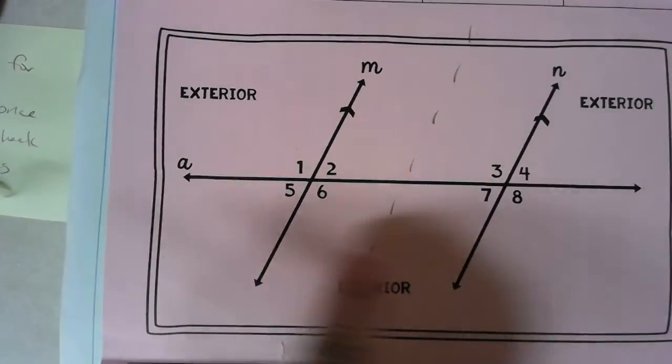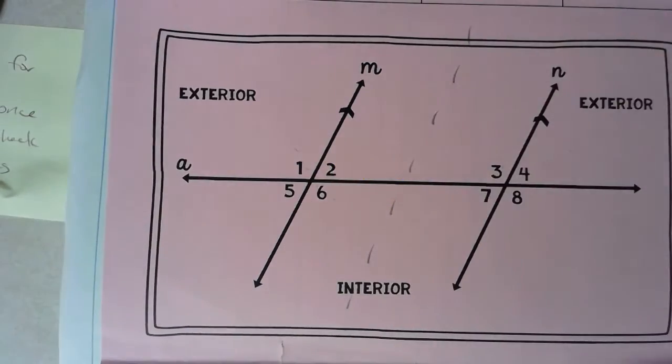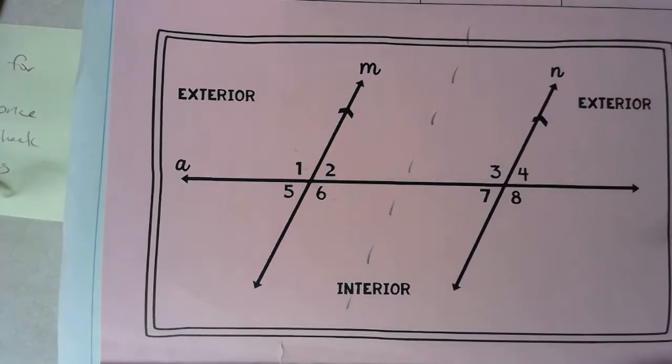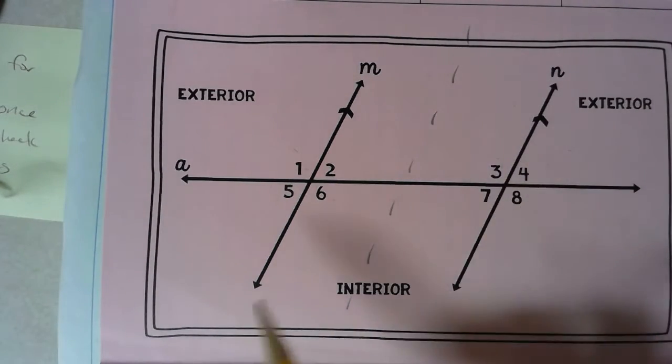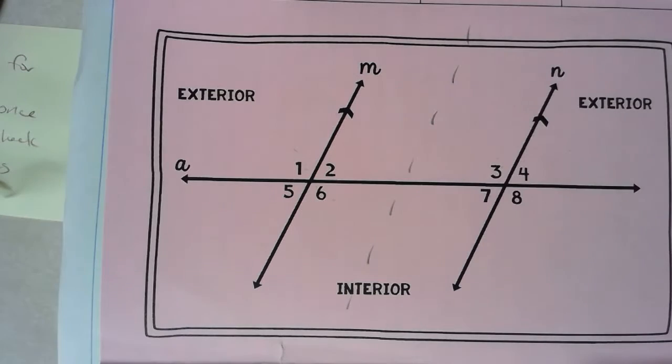Okay, so if you push this thing over here, angle 1 would be sitting on top of angle 3. Angle 2 would be sitting on top of angle 4. Angle 5 on angle 7. Angle 6 on angle 8. These are our corresponding angle pairs.